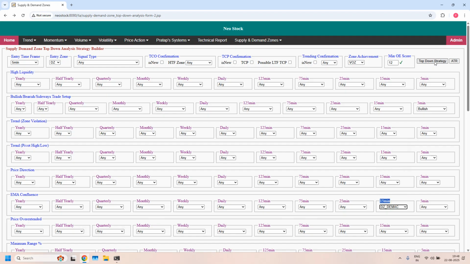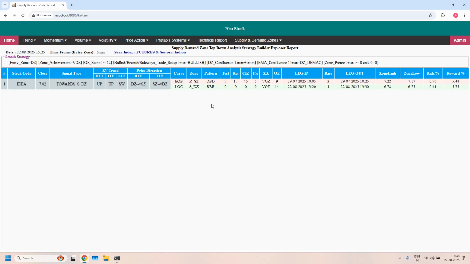Let's verify. So one stock is filtered. Probably that way, this 5 minutes demand zone might have a higher probability of success, provided the less than 20 checklist items are satisfied. Otherwise, the zone might be violated.